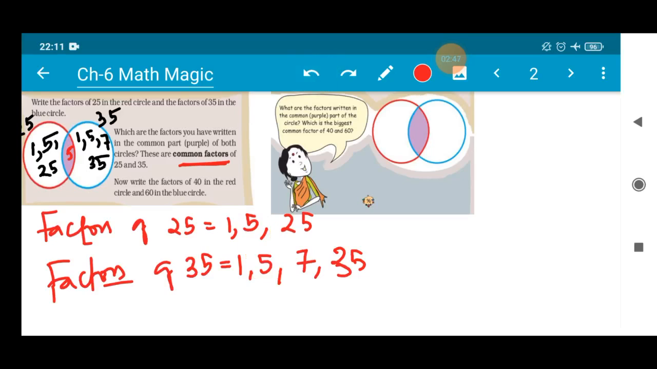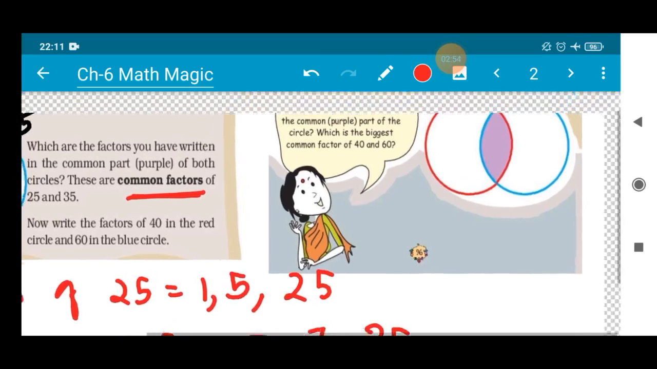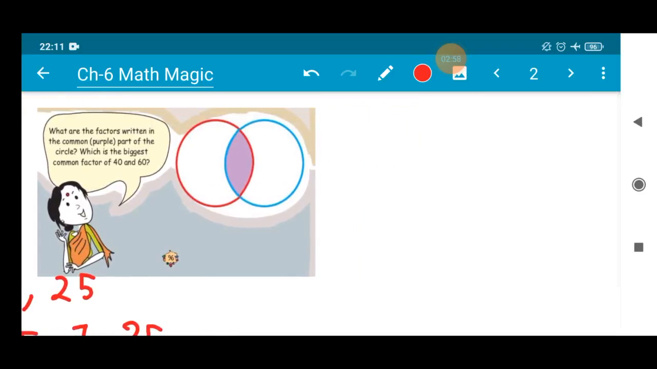Similarly, now the next question you can see here. Now write the factors of 40 in the red circle and 60 in the blue circle. Here we have to do it. Okay, what are the factors written in the common purple part of the circle, which is the biggest common factor of 40 and 60? So in order to solve this, we have to write the factors of 40 first. What are the factors of 40? That we need to write.